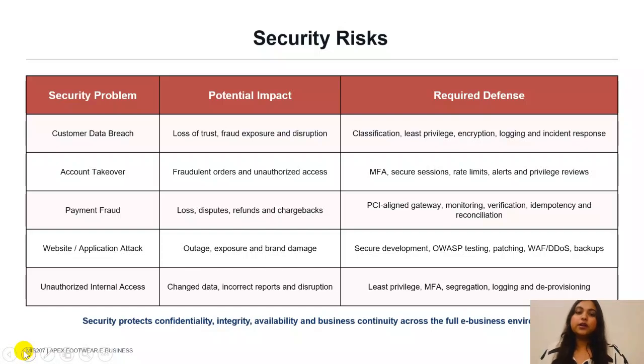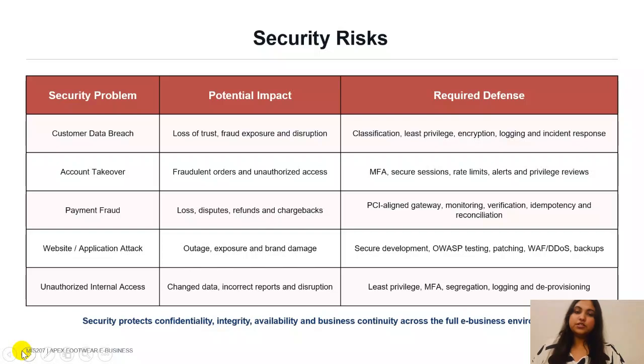Each risk requires layered controls. These controls include encryption, least privilege, MFA, secure sessions, monitoring, secure development, WAF and DDoS protection, logging, backups, and proper access management. So, security protects not only confidentiality but also integrity, availability, and business continuity.